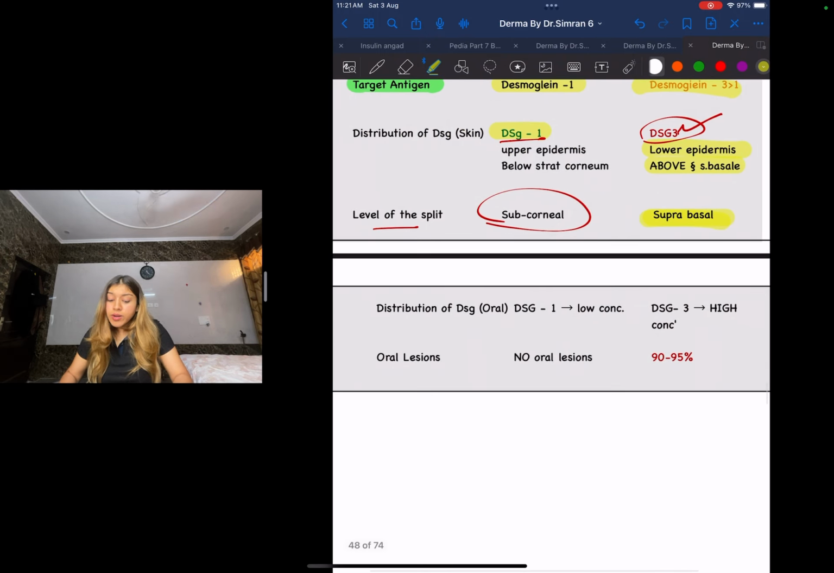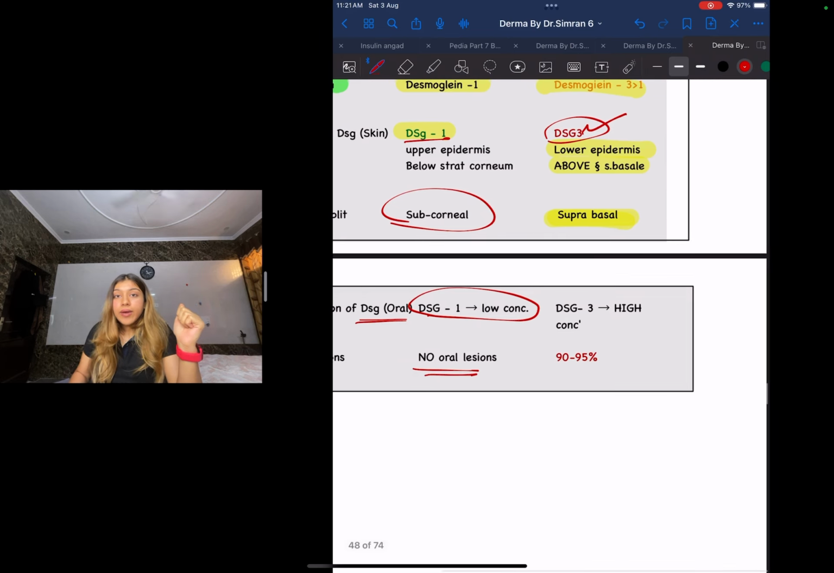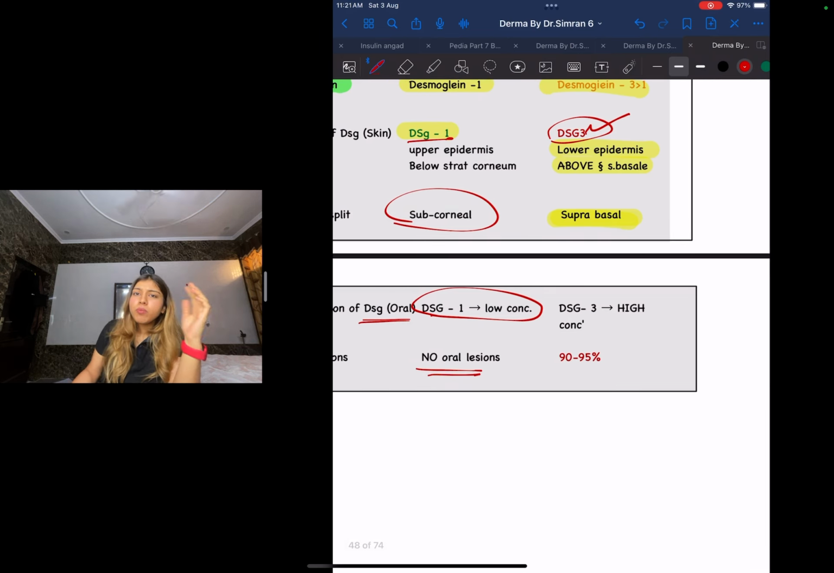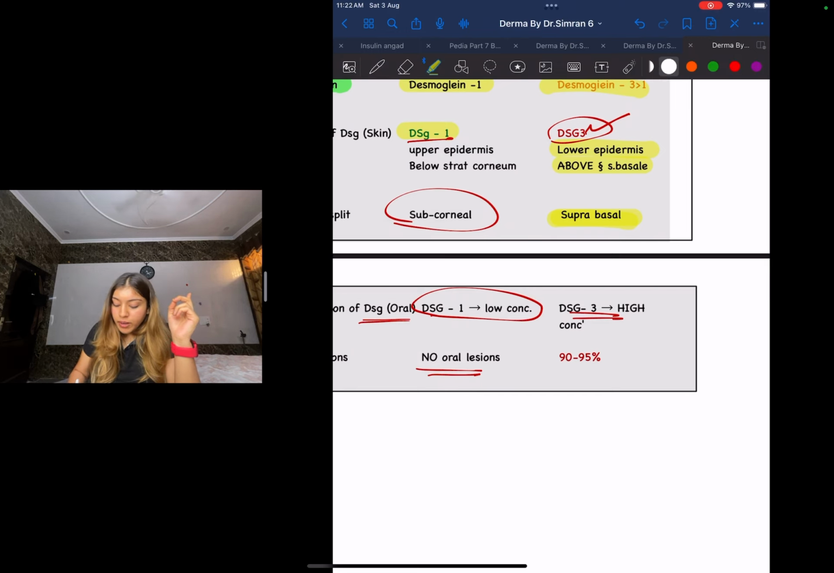Understood? Now let us look at the distribution in the oral cavity. Desmoglein 1 is always in low concentrations. Hence, a patient with pemphigus foliaceus will not have any oral lesions. No oral lesions will be present. Why? Because desmoglein 1 is in low concentration. Whereas desmoglein number 3, how will I remember? 1 is a little lesser than 3 in number, so remember it like that. 3 means more, so high concentration. So desmoglein 3 is going to be in high concentration. Hence, this is a very important point: in patients with pemphigus vulgaris, 90 to 95% of the patients are going to come with oral lesions.